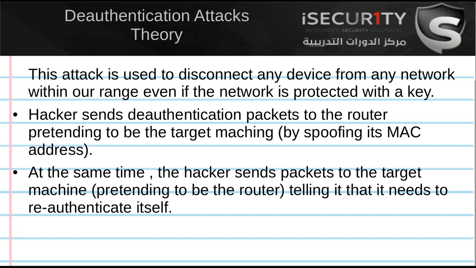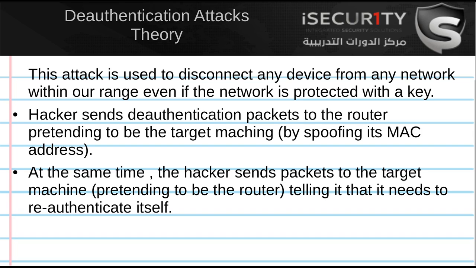To do this, we're going to spoof our MAC address to the target client MAC address. The target client is the client that we want to disconnect. We're going to pretend to be him, and we're going to send a deauthentication packet to the router. So we're going to tell the router, I want to disconnect from you. At the same time, we're going to spoof our MAC address to the access point MAC address, the router's MAC address, and tell the target client, you need to re-authenticate yourself. When we do this, we're going to successfully disconnect the target client.